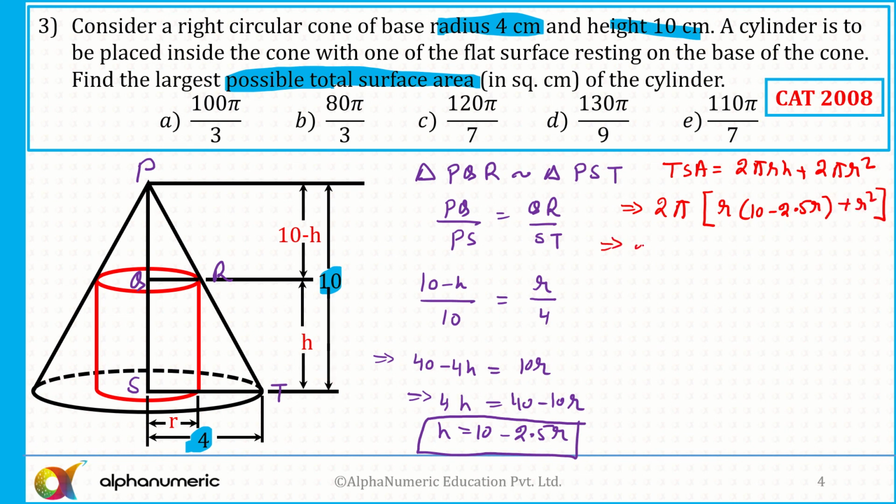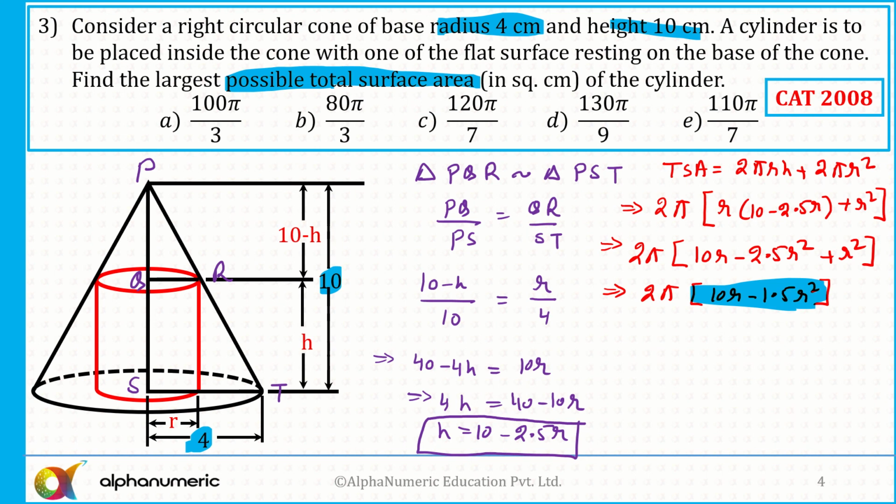So this implies that it is equal to 2 pi into 10R minus 2.5R square. I'm writing step by step: 10R minus 2.5R square plus R square. So this is equal to 2 pi into how much? That is 10R minus 1.5R square. Now after that, what do I need to do? I need to maximize this. There are several ways in which we can work it out. Basically our target is to maximize this value.